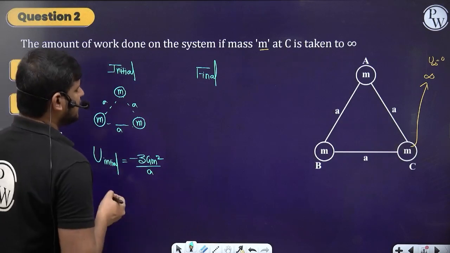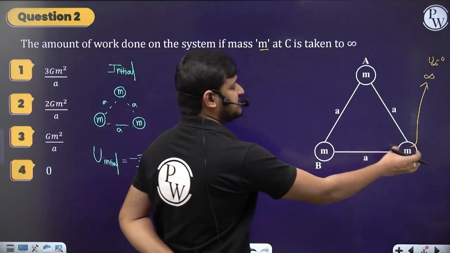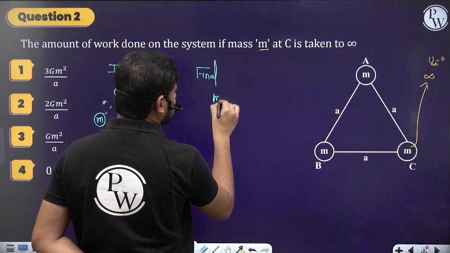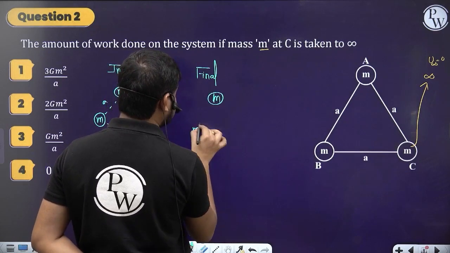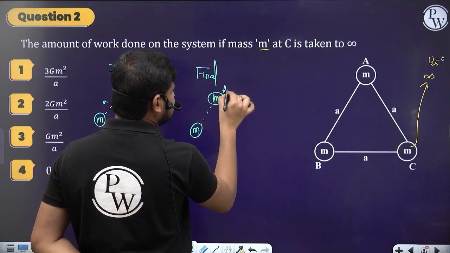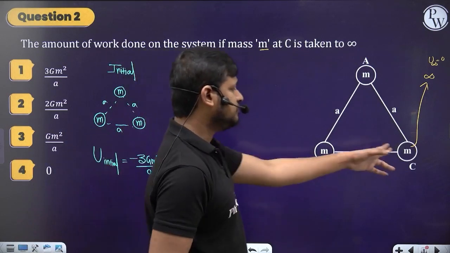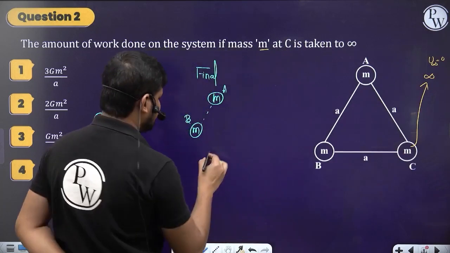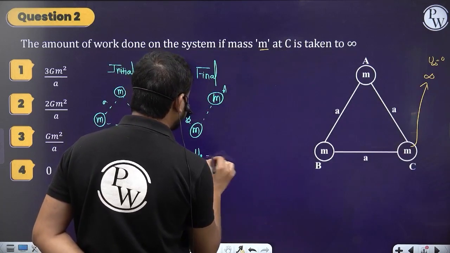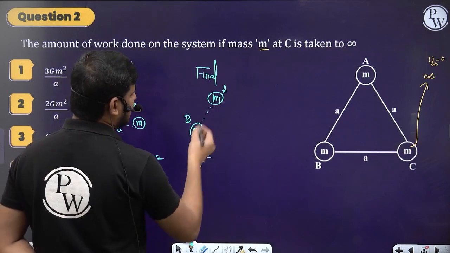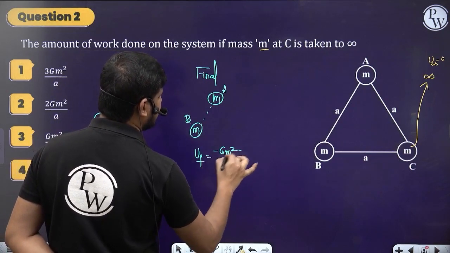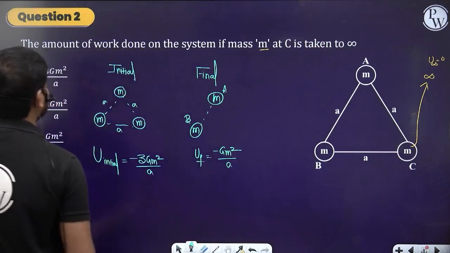Fine. So now finally this mass has been taken to infinity, so only two masses will be left here, a and b. This is a, this is b, because this mass has been taken to infinity. So the final potential energy will be equal to minus GM square by a, minus GM square by a.